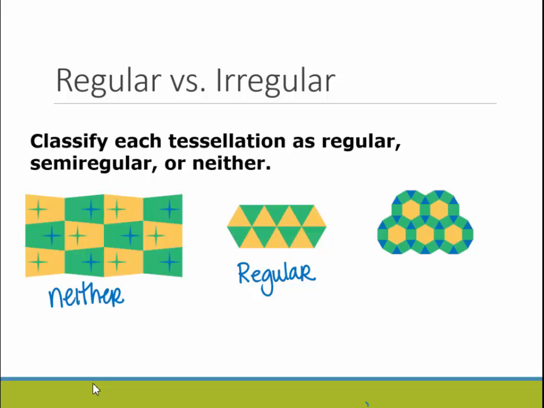Where this one here, if we take a look at each vertex, you have a square, triangle, square, and then a hexagon, square, triangle, square, hexagon. And it works at every single thing that we have here. So we're using three shapes. They're all regular shapes, but they appear in the same order. So this is semi-regular.